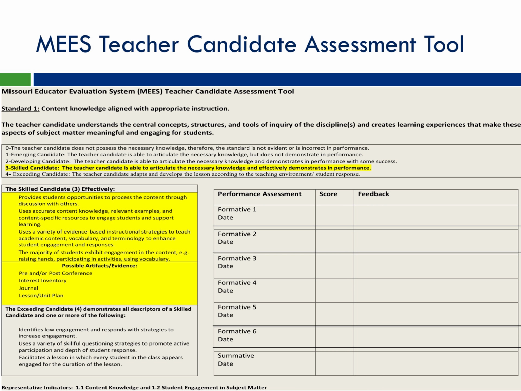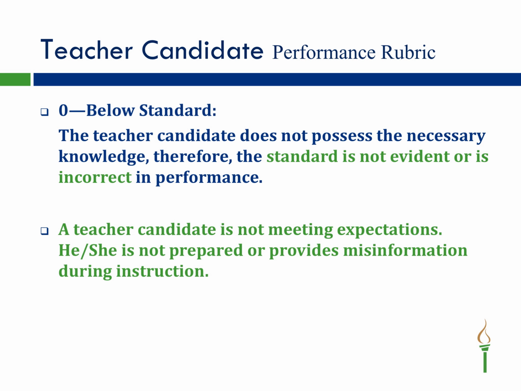You may have noticed on the documents that the scoring scale has shifted to a 0 through 4 scale. This scale is intended to show the levels of performance demonstrated by the teacher candidate. A 0 indicates that a teacher candidate is below the standard and not what we would expect to see from a teacher candidate who is entering the student teaching phase of their preparation.